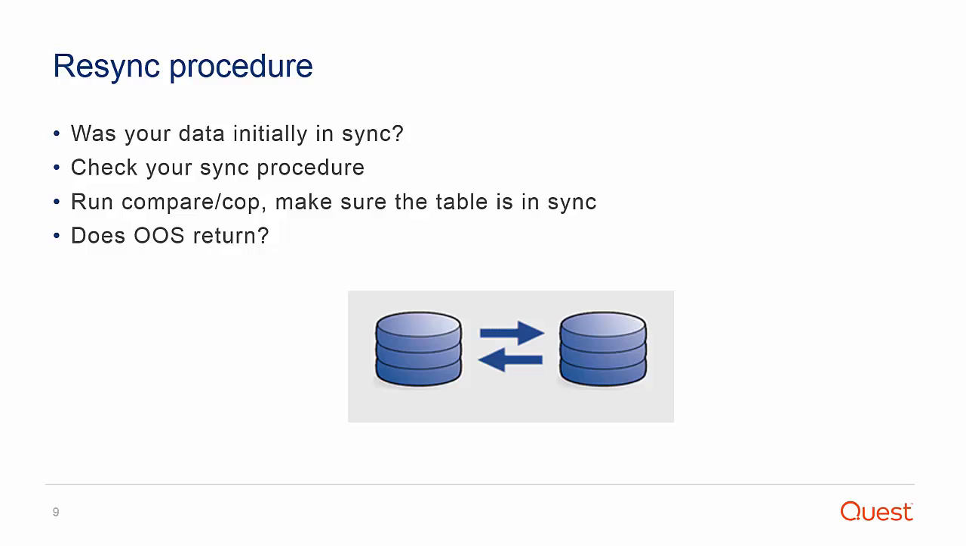Sometimes out of sync can be with the resync procedure that you use. Check the sync procedure to confirm that the database is in sync when the replication started. Once the table goes out of sync, it will stay out of sync until manual steps are taken to resync it. You can run compare or copy to make sure the tables are in sync.